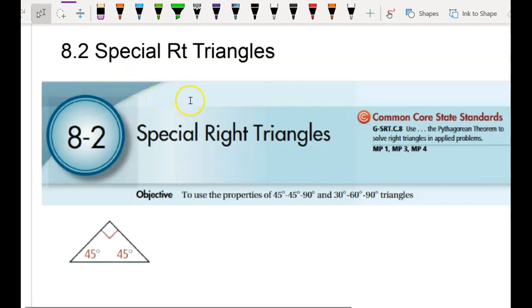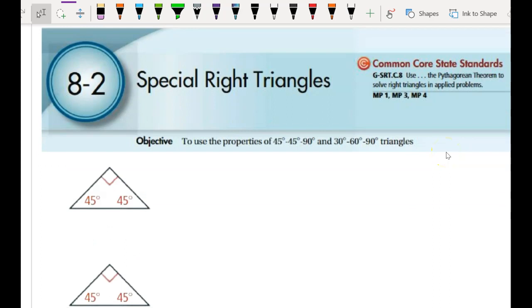All right, this is lesson 8.2, special right triangles. We have two triangles that we're going to talk about today. There are some special properties for the 45, 45, 90 and the 30, 60, 90 triangles. When we finish, we're going to be able to use those properties to make solving and finding information about them easier.